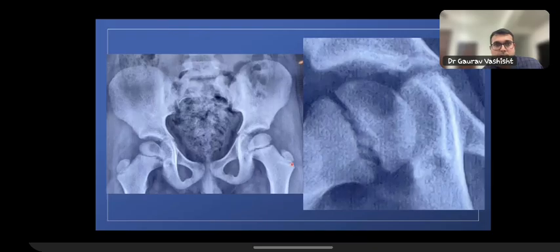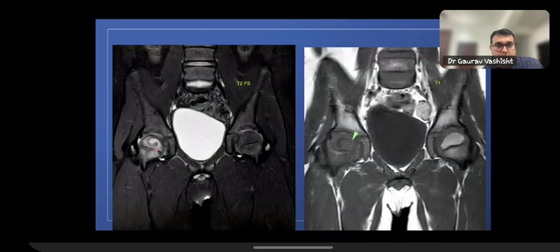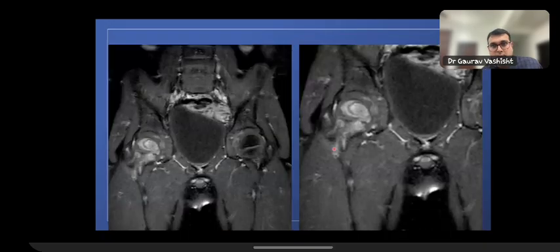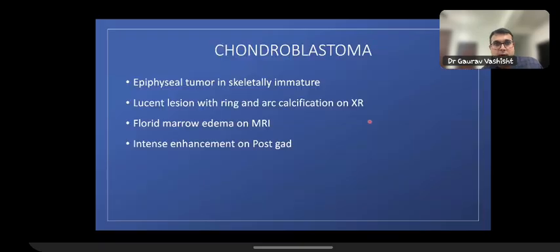Okay, so what next? We did an MRI for this patient and we could see a T2 hyperintense lesion with a central dark focus and a lot of marrow edema in the femoral head and neck region. Okay, an epiphyseal lesion which gives you a florid edema with calcification on X-rays. Think of chondroblastoma. These are very common lesions and can be managed with techniques like microwave and radiofrequency ablation. In bigger lesions, they have to be excised and grafting has to be performed. And on post-contrast images, they enhance avidly. So this is a case of right epiphyseal femoral chondroblastoma.